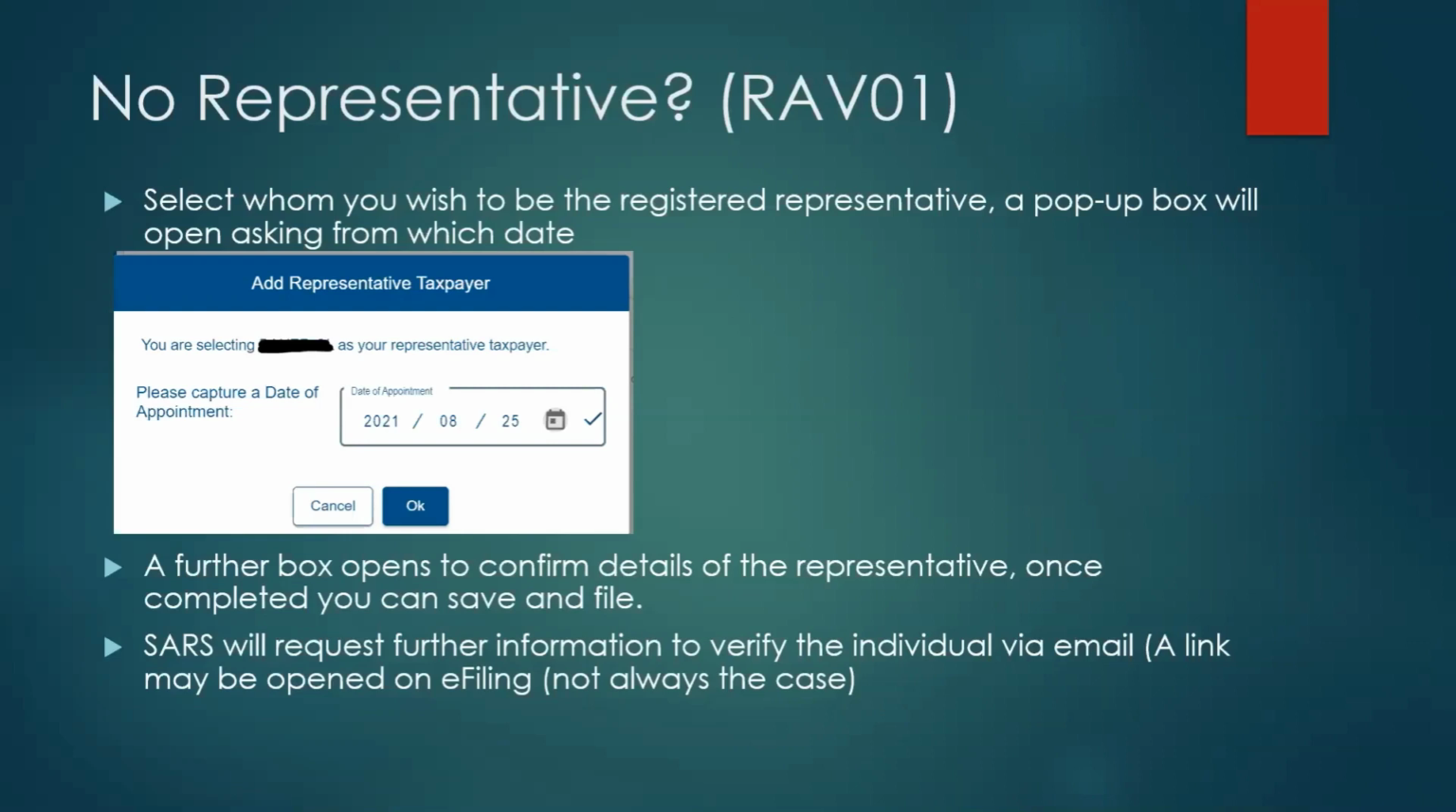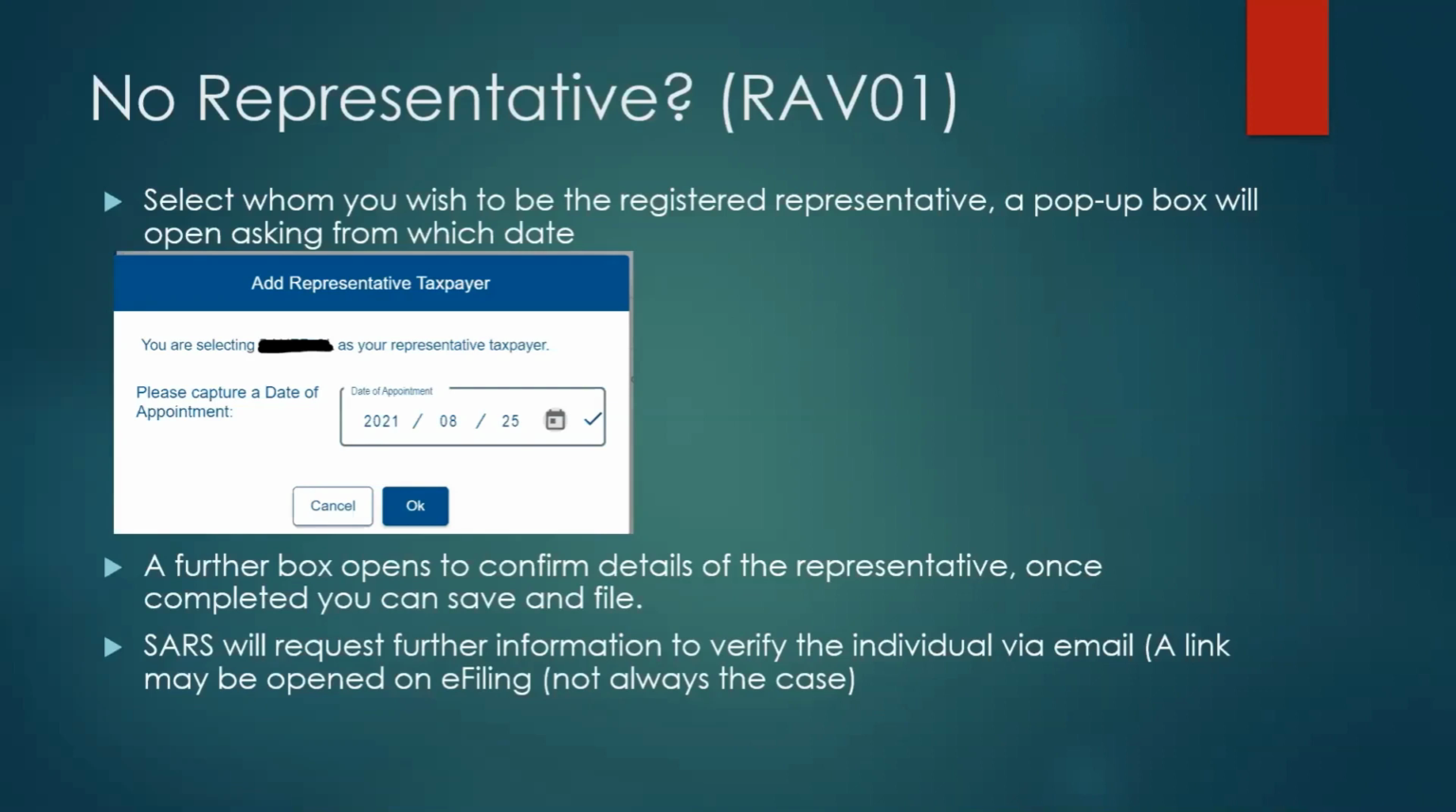Now, in some instances, SARS will open up a link on eFiling, but what we're noticing when you're doing it through the RAV01, it's not always the case that a link is open to upload the documentation online. So with the RAV01, what we're seeing is a lot of the time, the documentation has to actually be emailed across to that specific email address for authorization and verification by SARS.